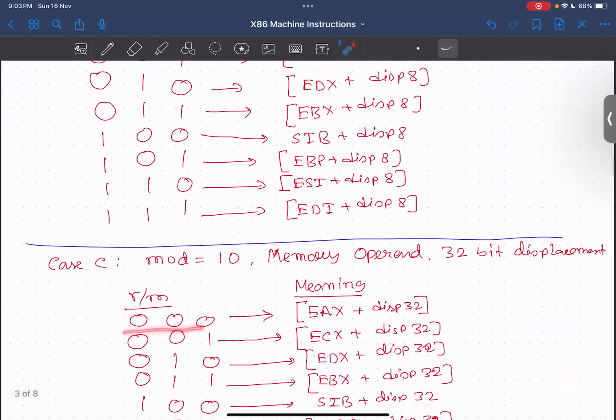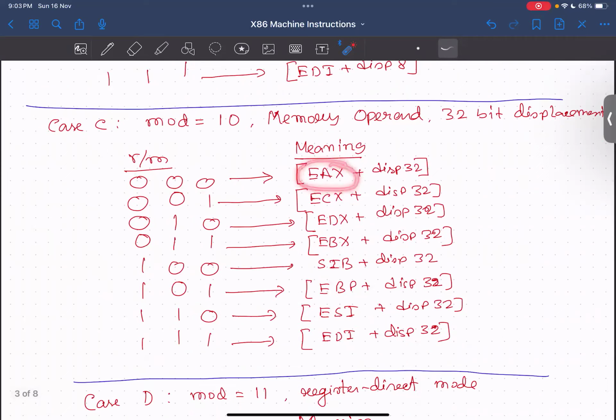So 000 is similarly EAX as the base register, and then displacement 32 is basically the 32-bit displacement in the memory operand. Same, 001 is ECX plus displacement 32, 010 EDX plus displacement 32, 011 EBX, 100 is the special case, that is followed by some kind of scale index base plus whatever displacement you have in your instruction. 101 is EBP plus displacement 32, 110 was ESI plus displacement 32, and 111 for EDI plus displacement 32, right?